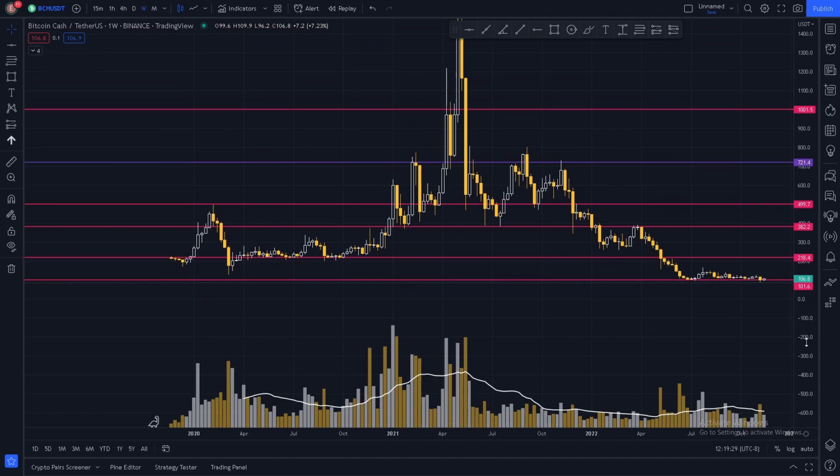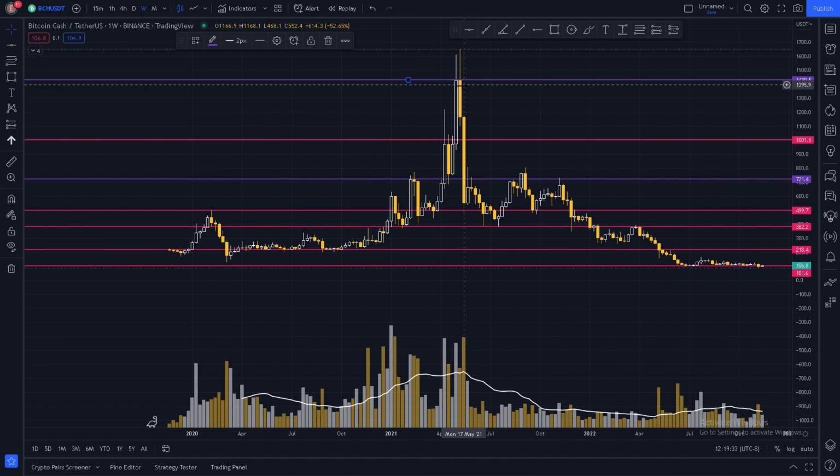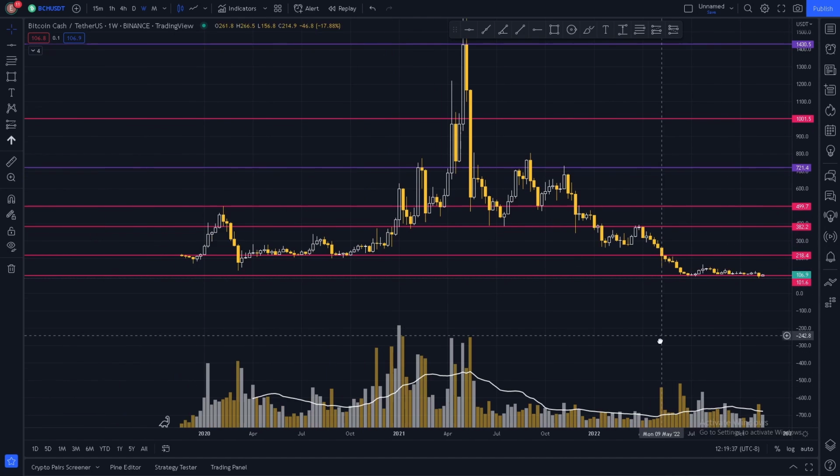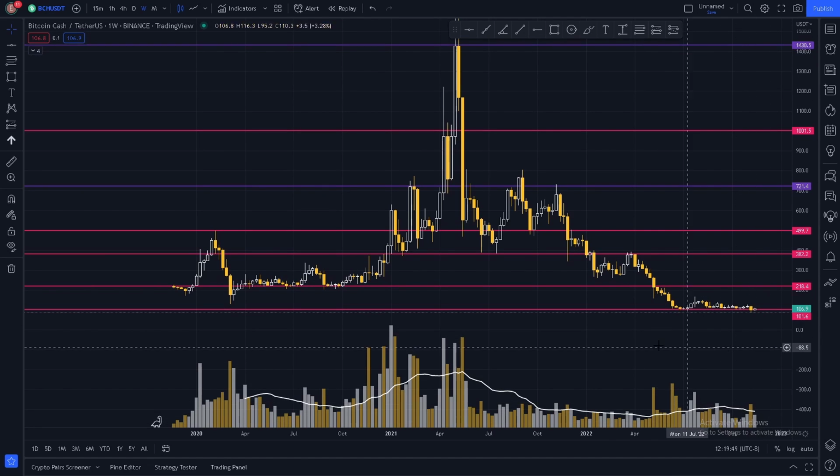Now, looking at our chart, we can plot in our weekly swing high here, and we've plotted all of our key levels for the Bitcoin Cash chart. Notice how all these key levels are monthly levels, which means they hold more weight. So we can see where price reacts, and they line up with all of these levels.